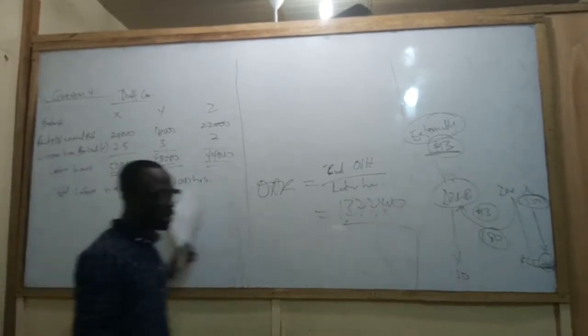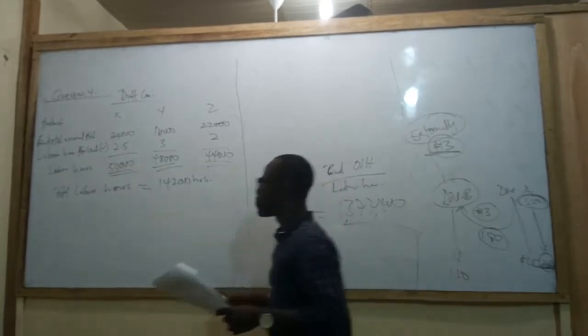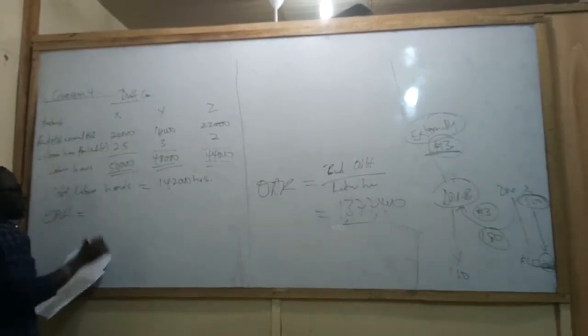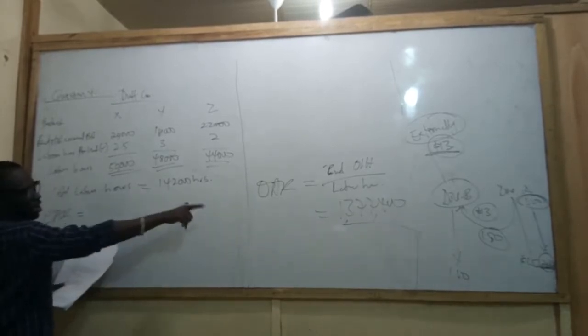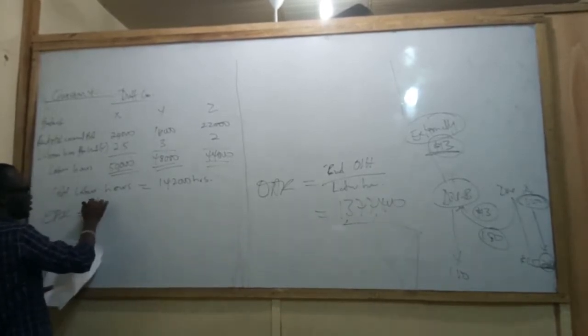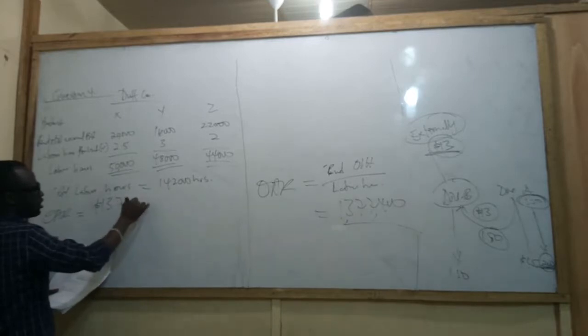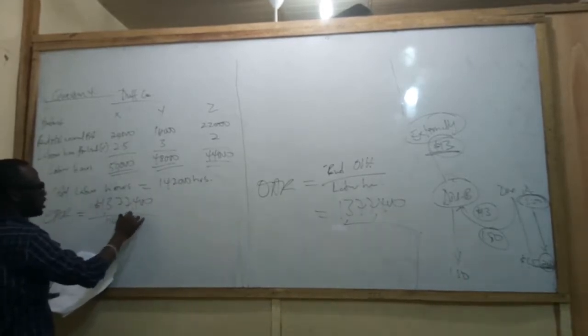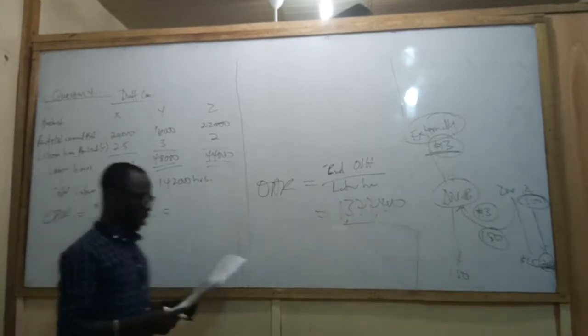Nice one. So when we have the labor hours like this, we can now calculate the overhead absorption rate to be equal to that figure there, 1,377,400 over 142,000 hours.